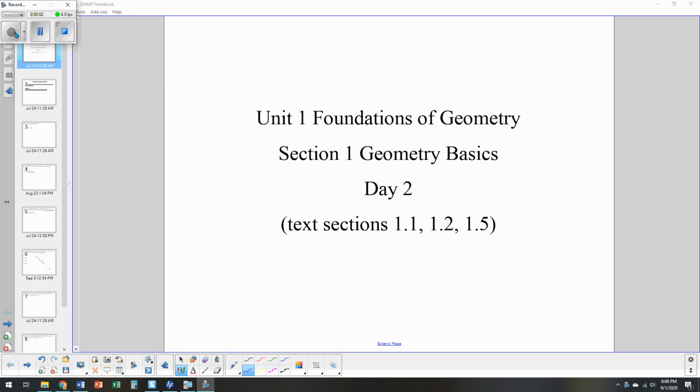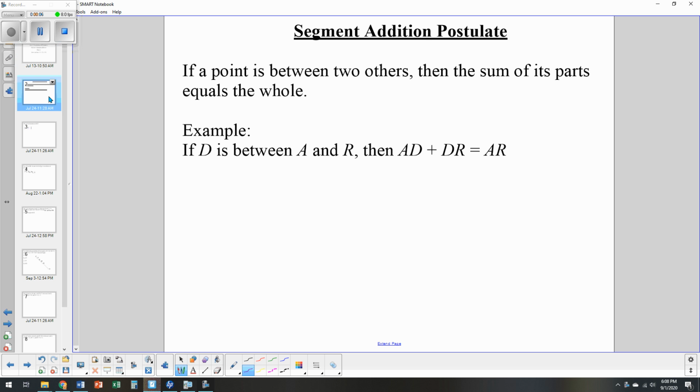This lesson is for Unit 1, Section 1, Geometry Basics, and it's Day 2. So what we're going to talk about today is the segment addition postulate, much like the angle addition postulate from Day 1. So if a point is between two others, the sum of its parts equals the whole.